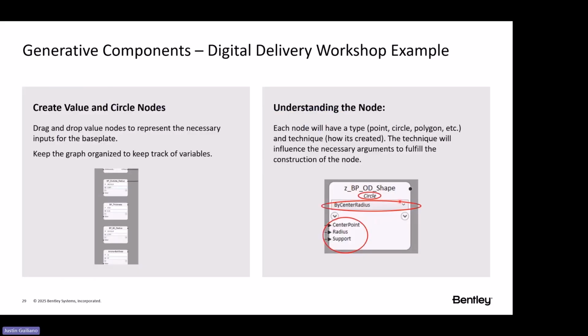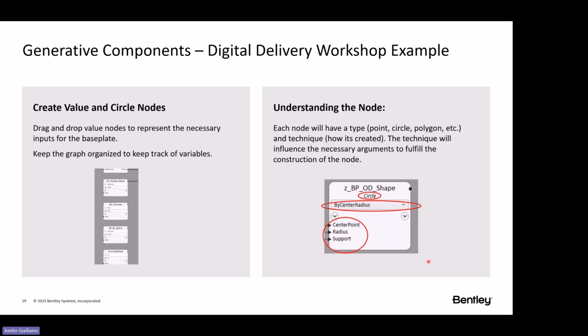So right here, this is our circle node. We can see that circle, and the technique that we're going to do is by center and radius. When we select that technique, these are the arguments that we need to satisfy in order to build that object. So we need to identify what the center point is, what the radius of that circle is, and which support, which design plane, we are working in.